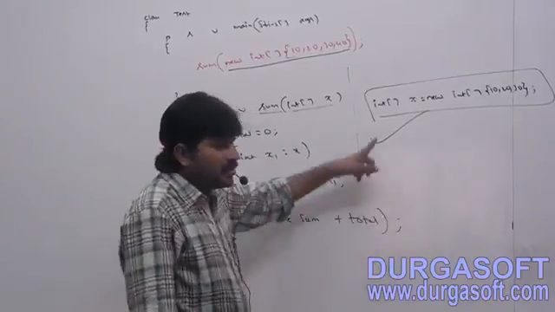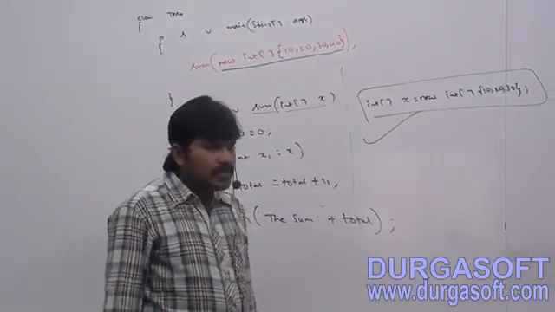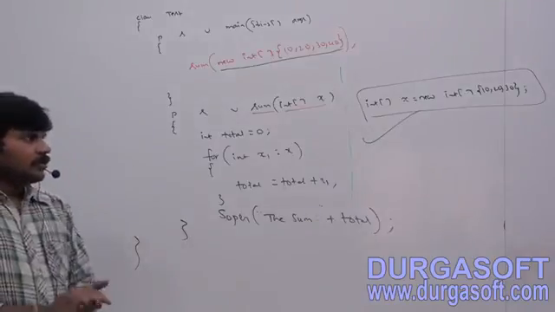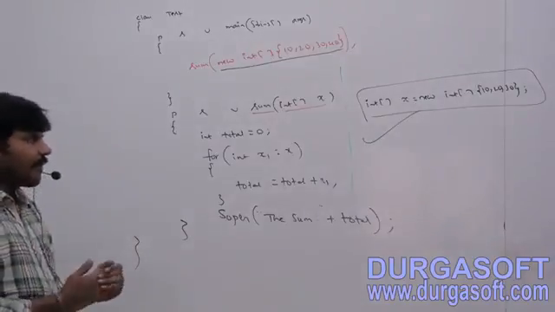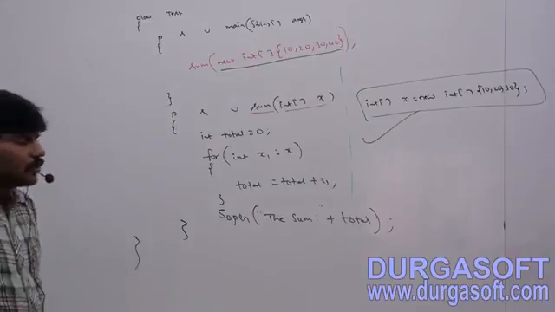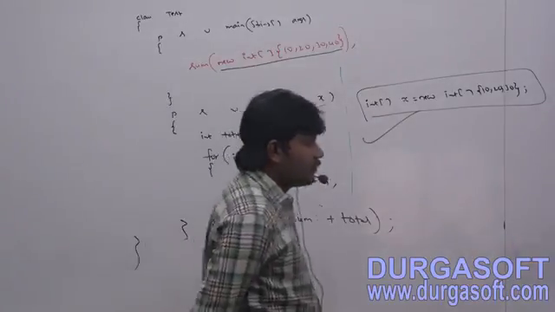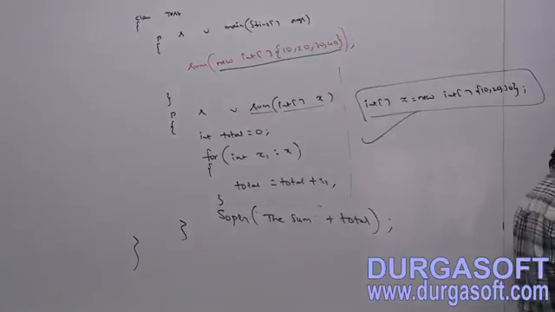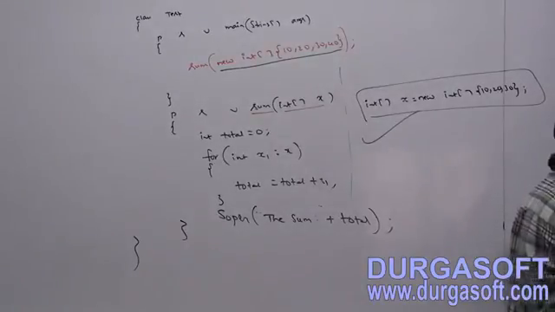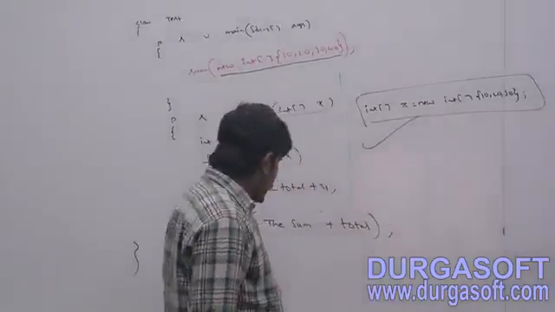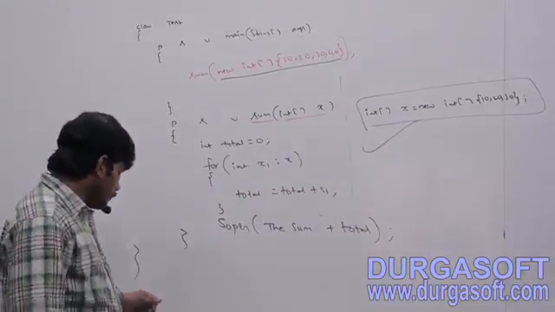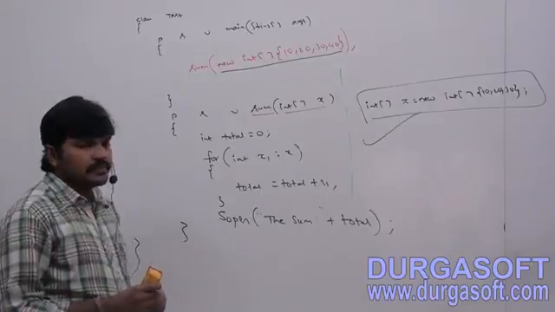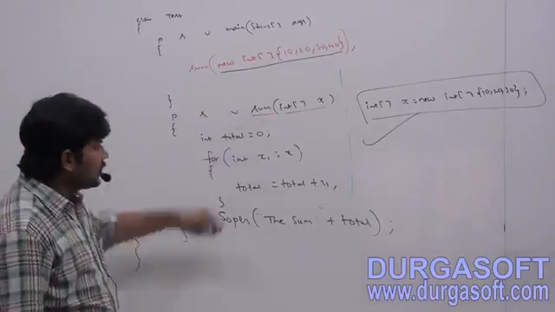Okay, take this example: int array x is equal to new int array of 10, 20, 30. Like this. I hope it is clear, right? Now take this example.